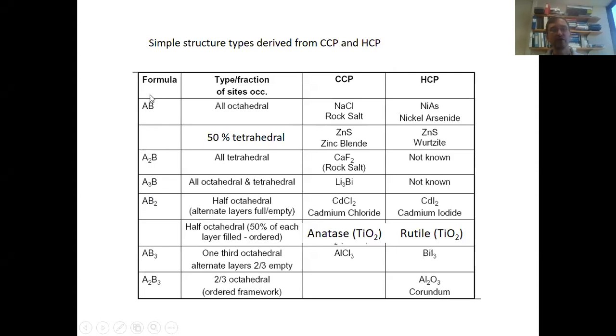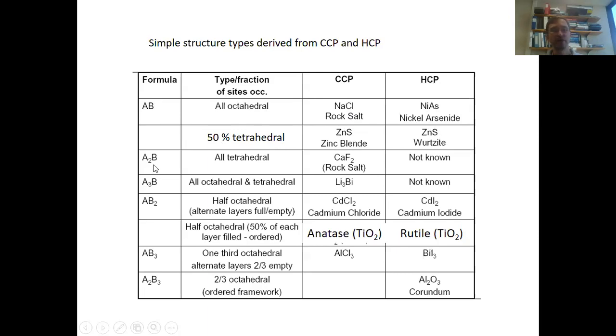So when we have the composition AB, then one possibility is that we fill all octahedral holes. If we do this in CCP, then we arrive at the sodium chloride structure. And when we do this in HCP, then we arrive at the nickel arsenide structure. The other possibility to realize the composition AB is to fill 50% of the tetrahedral holes. If we do this in CCP, we arrive at the zinc blende structure, and when we do this in HCP, we will have the wurtzite structure.